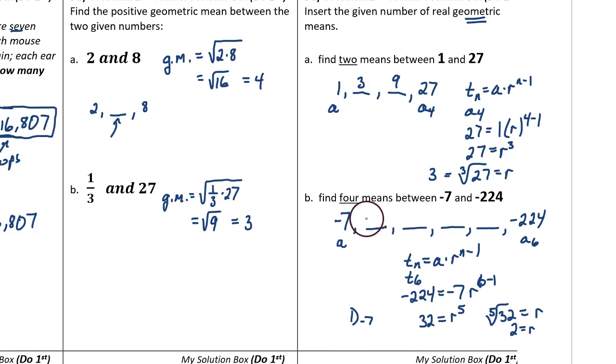Negative 7 times 2 is negative 14. Negative 14 times 2 is negative 28. Negative 28 times 2 is negative 56. And negative 56 times 2 is negative 112. And just to check that it works, negative 112 times 2 does make negative 224.